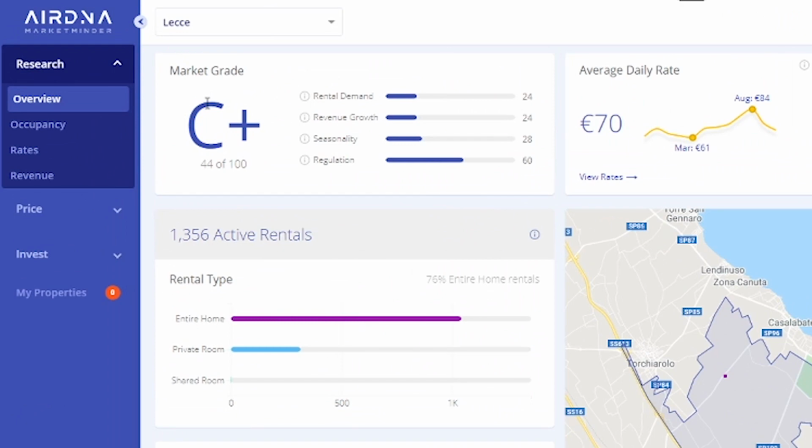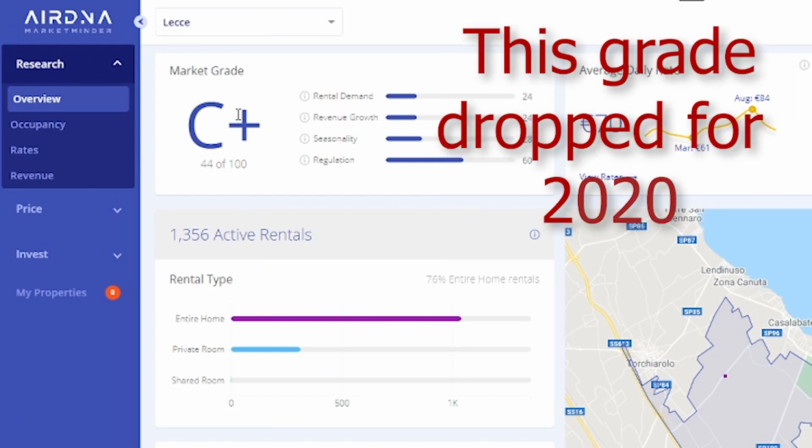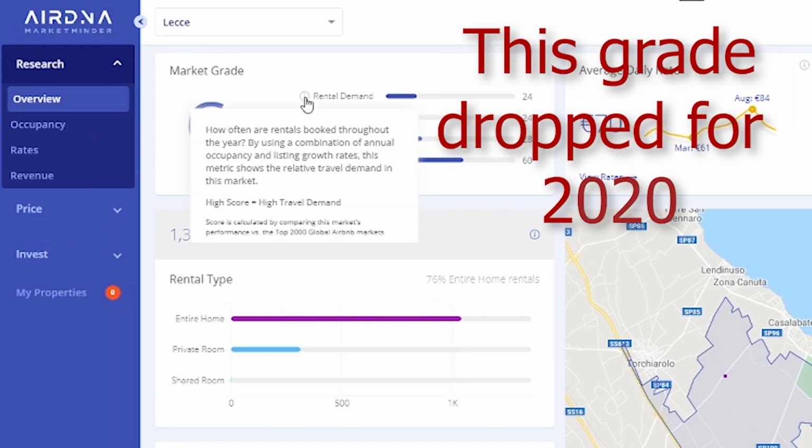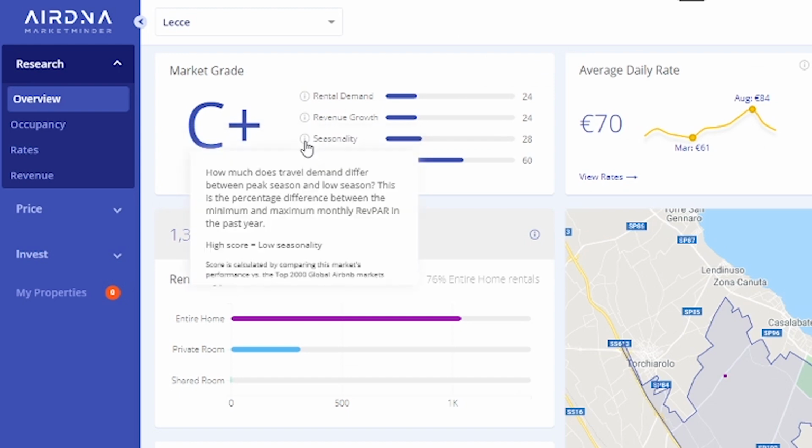Santa Monica is the only free account just off the bat, but we're going to go back and look at the free markets first, aside from looking at Lecce here for a second, so we can get some comparisons, okay? I want to find another area that potentially has a better vacation rental market than Lecce does. You can see right here the market grade for Lecce is a C+. It doesn't sound so good, and you can even see that the rental demand, revenue growth, and seasonality are all pretty low.